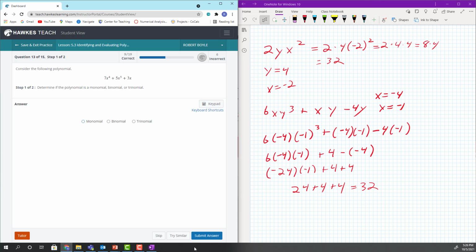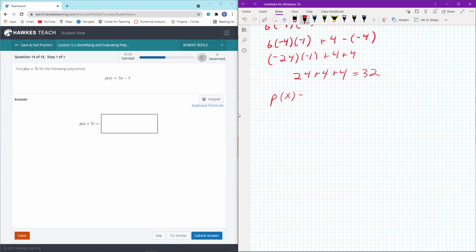Okay, so that's how the rest of those work. In this case, we have the function p, which is a function of x, which is defined as 5 times x minus 3. Now we want to evaluate this function at the expression a plus 5. And that means that wherever we see an x, we're going to replace it with the quantity a plus 5. So this will be 5 times the quantity a plus 5 minus 3. Distributing here, we'll have 5 times a plus 25 minus 3, which will be equal to 5 times a plus 22. And that should be our answer.